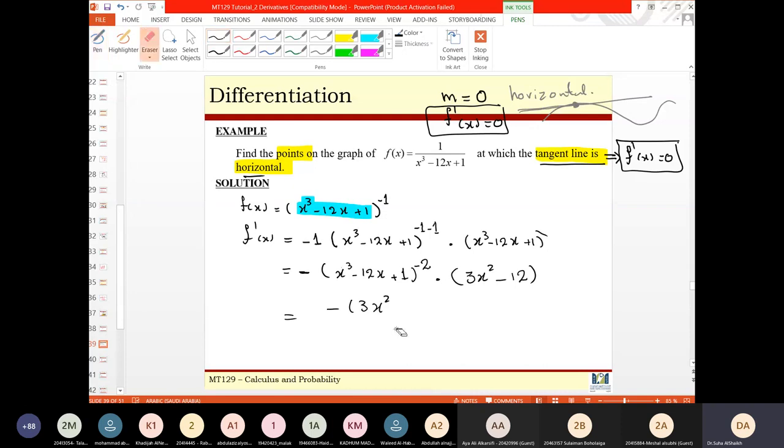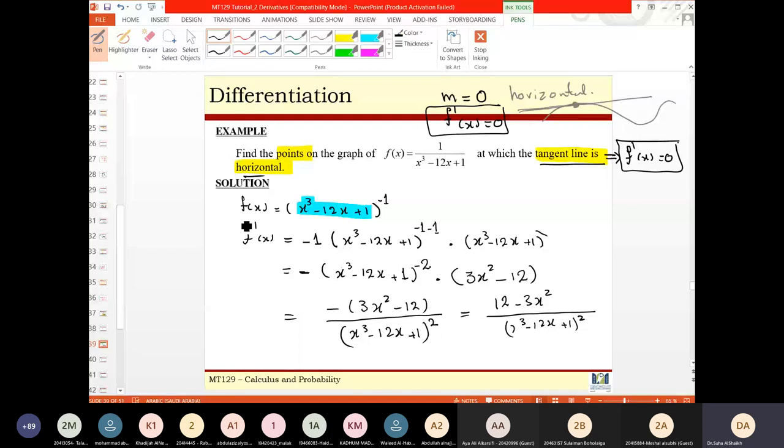Let me write it like this. Minus 12 divided by x^3 minus 12x plus 1 to the power 2. And minus, we can bring it inside. This will be 12 minus 3x squared all over x^3 minus 12x plus 1 squared.